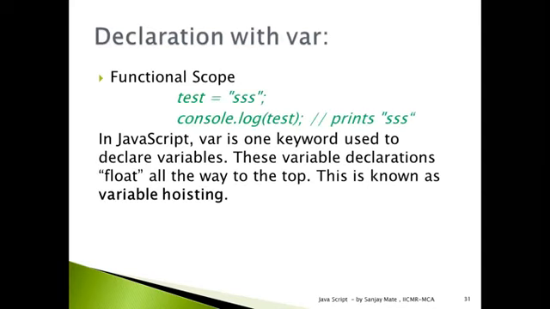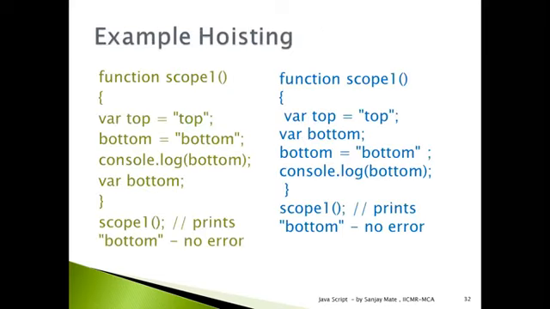Declaration with var. You can declare variables with var, which we have already seen. But don't rely on this, because it is a flaw: variable hoisting. So what is variable hoisting? In earlier languages, we need to declare the variables before their use. In JavaScript, that is not the case. You can declare the variable at the end and you can use it before declaration also. That is called variable hoisting.